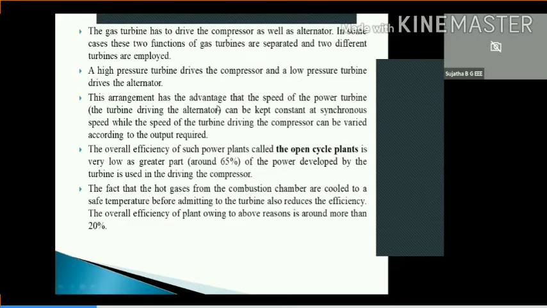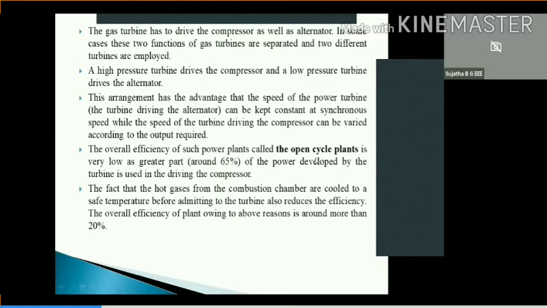So this arrangement has the advantage that the speed of the power turbine, the turbine driving the alternator, can be kept constant at synchronous speed, whereas the speed of the turbine driving the compressor can be varied according to the output required. So you require two different types of speeds. For running your alternator, you require always constant speed. So that's why we will have two different types of turbine. Whereas for the compressor, depending upon the output required, you can vary the speed of the turbine. Okay. So it is seen that the overall efficiency of such power plants, called open cycle plants.